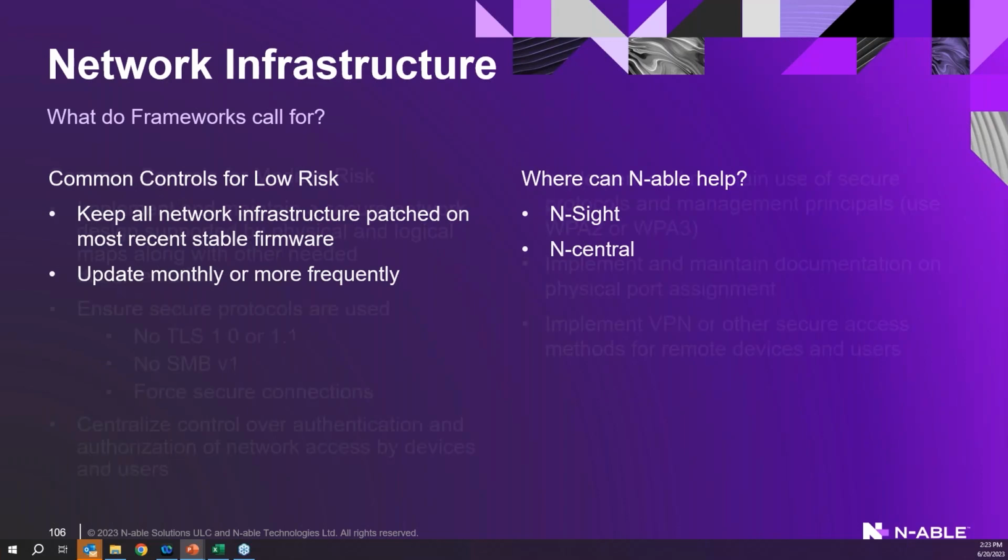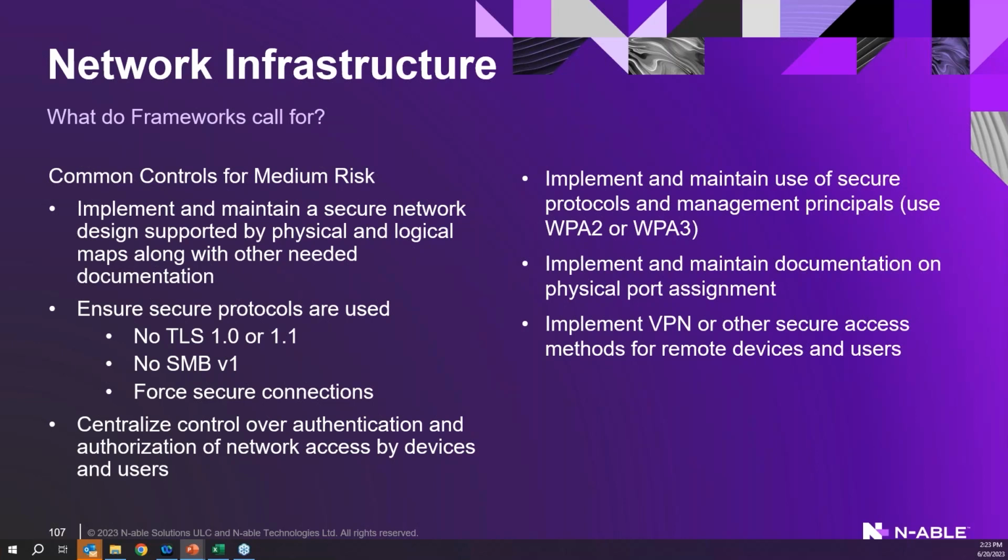When we go up to medium risk, the common things that are starting to be asked for is, well, they want you to implement, maintain, and design a secure network that is supported by either physical or logical maps and segmentation of the networks, ensuring that the secure protocols are going to be used. No TLS 1.1 or 1.0, no SMB version 1. Making sure you have a centralized control method for authentication and authorization of network access by devices and users. That can be implementing conditional access control, or that could just be, even old school MAC filtering if you wanted.